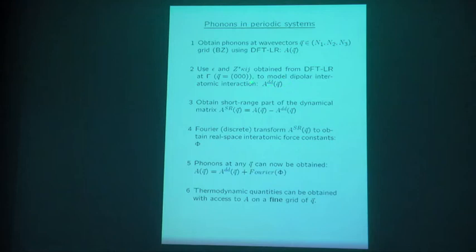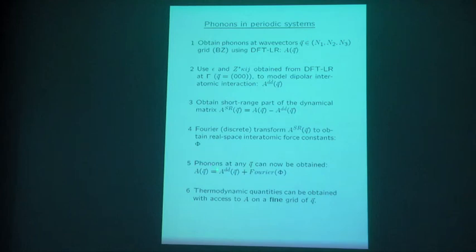Three, take out this long-range interaction from the force constant matrices that we calculated using DFT linear response. So what you are left with is first principles, short-range force constant matrices. Once you have the short-range force constant matrices, we use Fourier transform to obtain real space interatomic force constants. At the end of this, you have both the interatomic force constants. One is the dipole-dipole interaction, which is coming from here, and the short-range part, which is basically the Fourier transform. So once you have this, you can calculate phonons at any arbitrary wave vector.